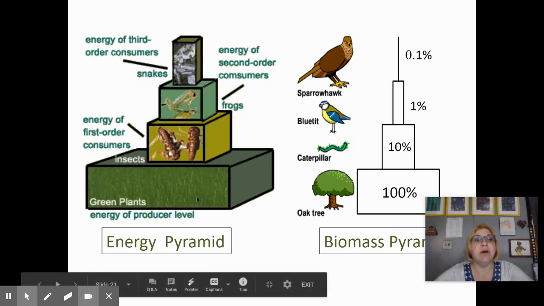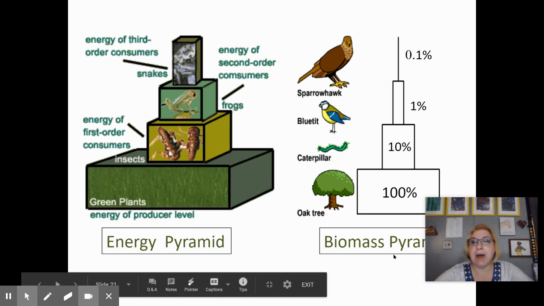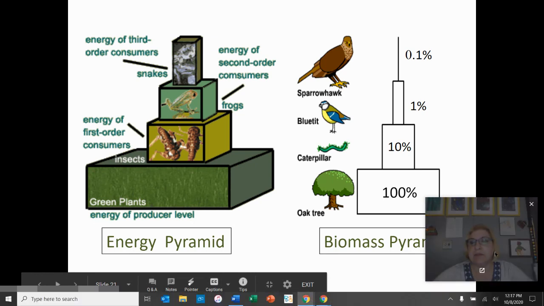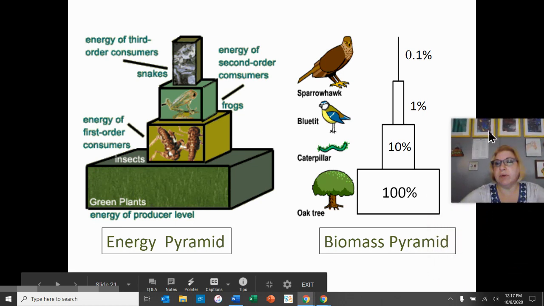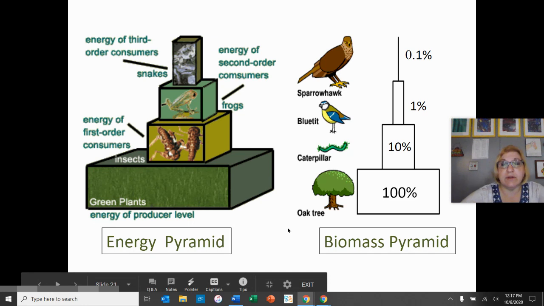So over here we have our energy pyramid. Producers have 100%, and then the energy of the first order consumers is down to 10%, 1%, and 0.1%. And the same thing is true over here for the amount of biomass. What that means is that it's the amount of physical material. So you have 100% of the physical material down on the producer level, and then it gets smaller and smaller as you go up toward the apex predator. And that's the way that mass is flowing through the food web.